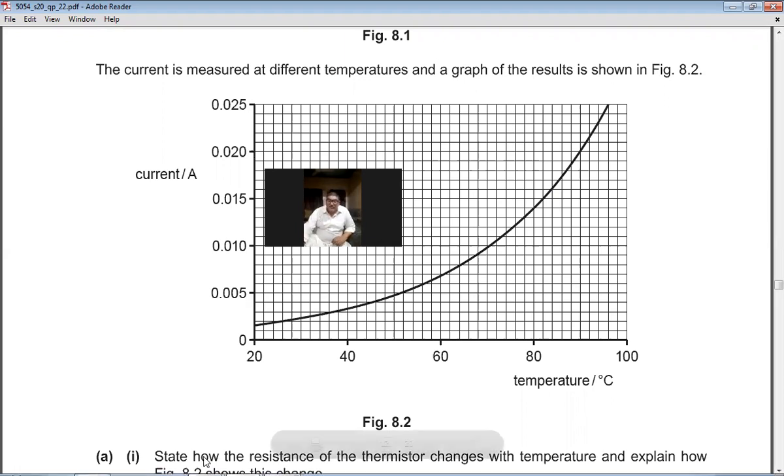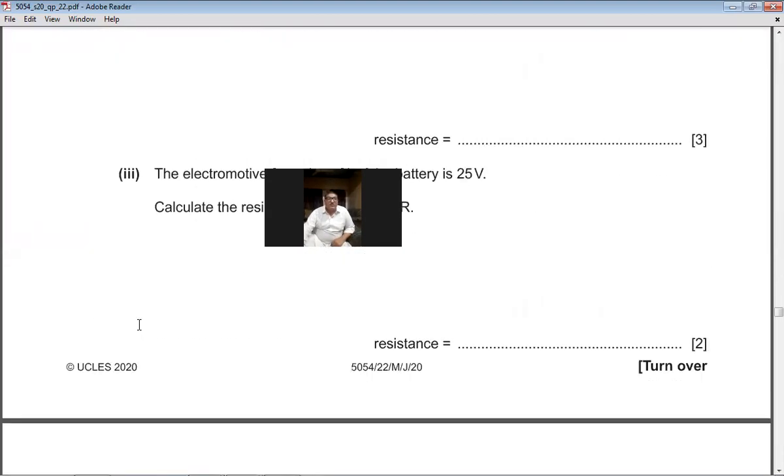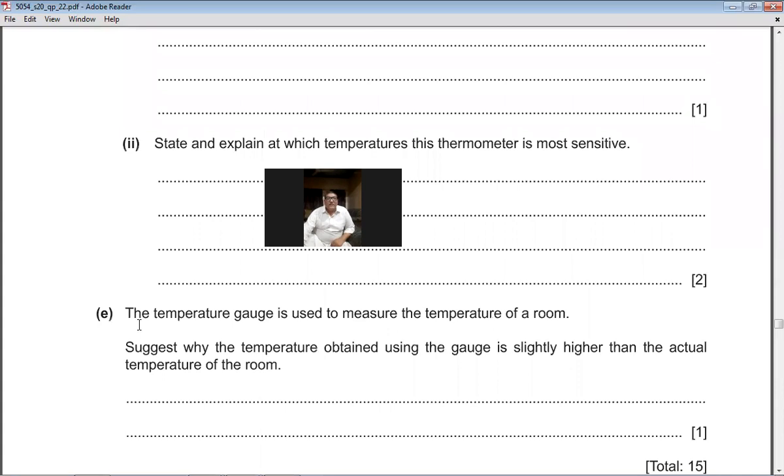When the temperatures are lower, the gradient of this curve is smaller. So here, for each degree change in the temperature, the current produced is not that much. So there will be less deflection on the ammeter. So the thermometer will be more sensitive at higher temperatures. I was just trying to explain to you. The wording of the question is: state and explain at which temperatures this thermometer is most sensitive.